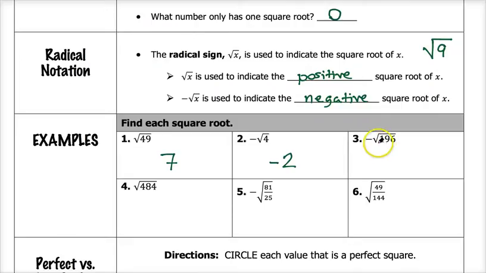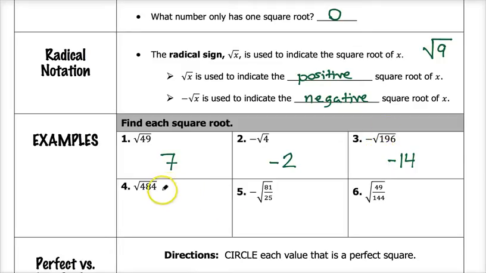Well, 196 is larger than 144. We know the square root of 144 is 12, so it makes sense that the square root of 196 will be larger than 12. Square root of 196 is actually 14. 14 times 14 is 196, and so our answer here, because there's a negative sign in front of this, will be a negative 14.